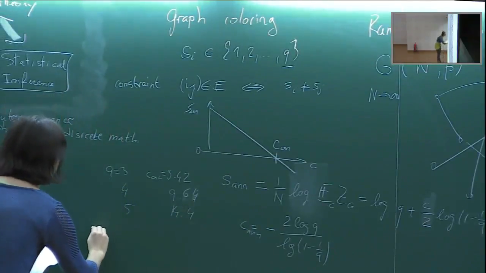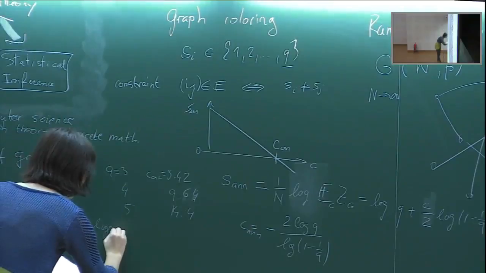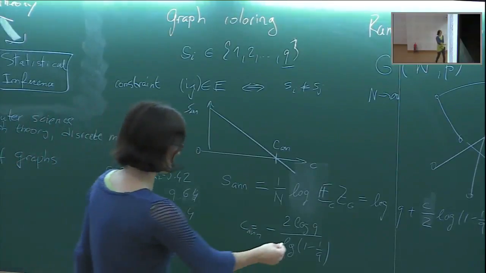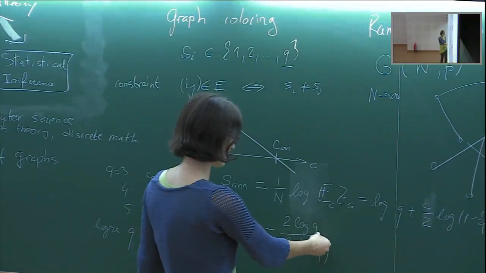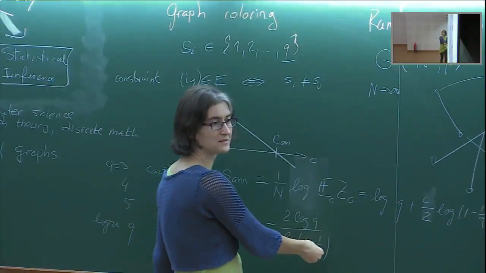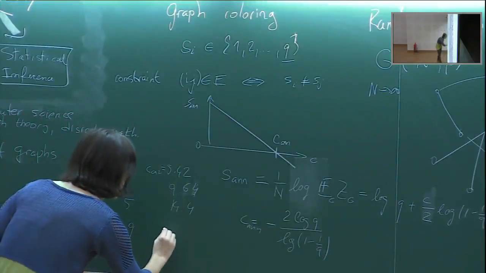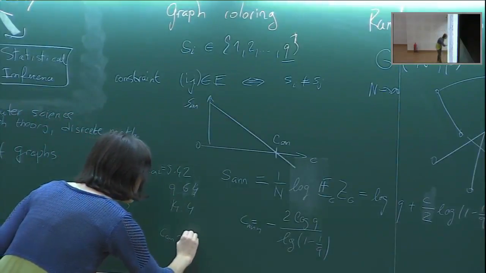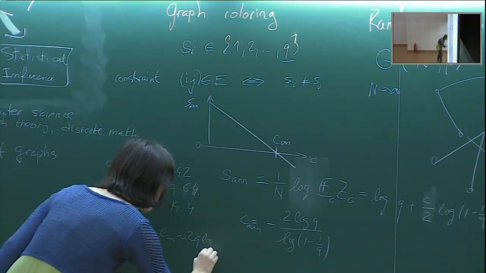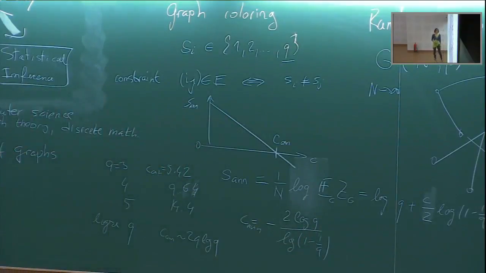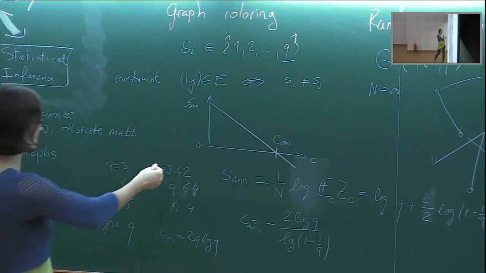And we will also be interested in the limit when q is large. You see that when q is large, then this is a small thing. You can develop the logarithm here, and you get that when q is large, this c annealed goes like 2 q log q. The q comes from the first order expansion of this little expression. Okay, so you see that these are some constants.